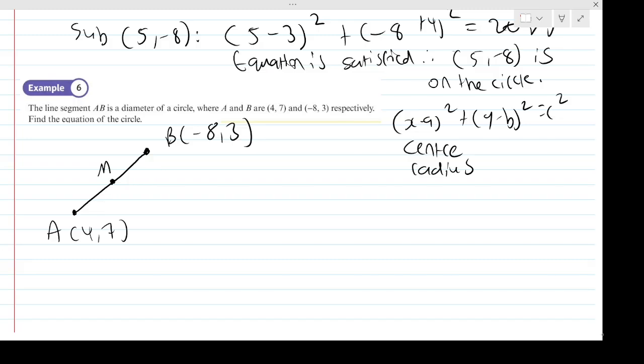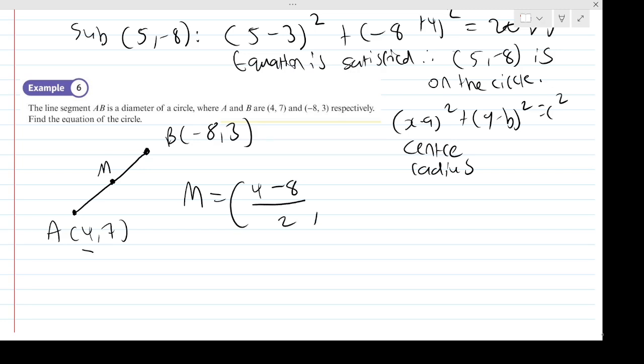Anyway, so the diameter is the midpoint. Well, we know how to work out the midpoint, right? M for midpoint, I'll just call it M. The midpoint between these two points is the average of the x and y coordinates. So let's add the x's together. We have 4 add minus 8, 4 minus 8 over 2, as it's an average over the 2 points.